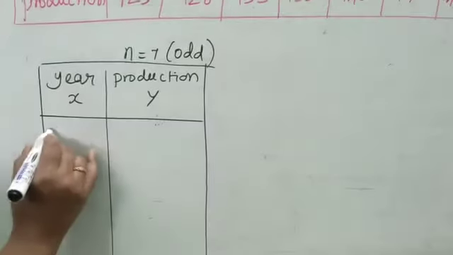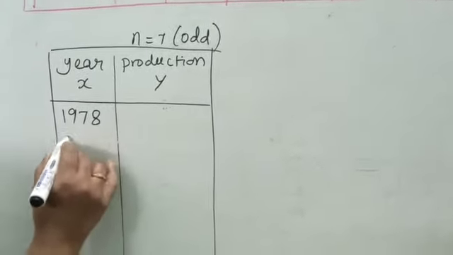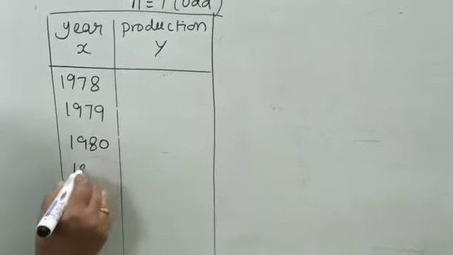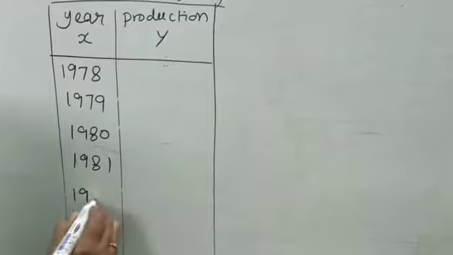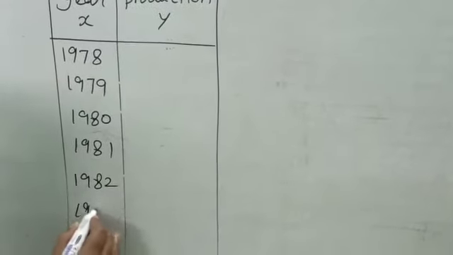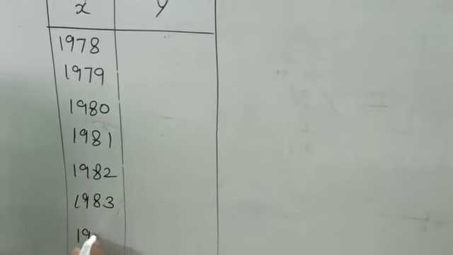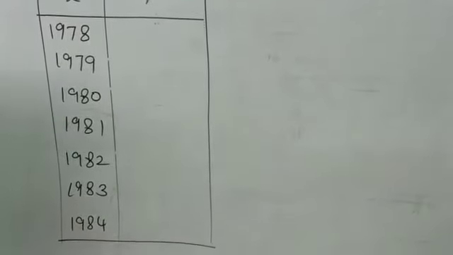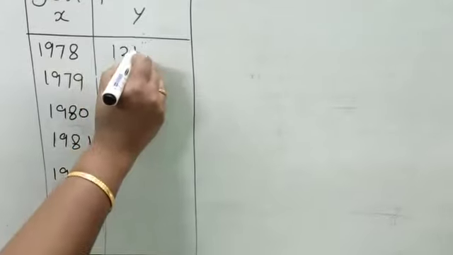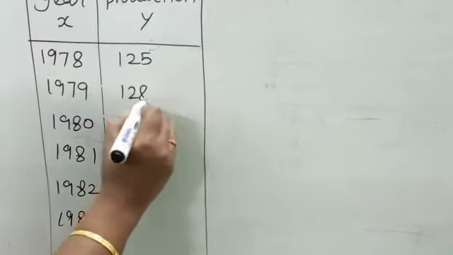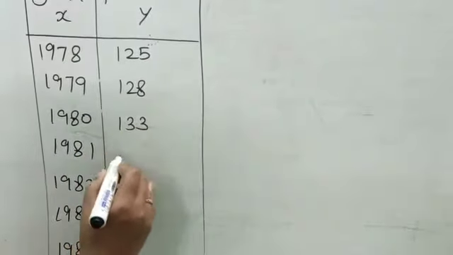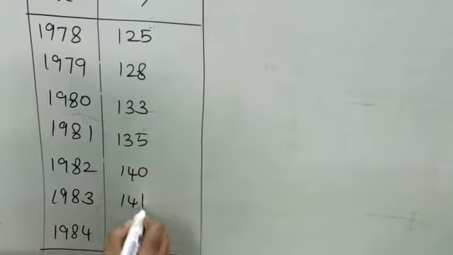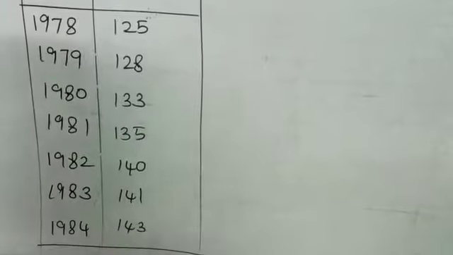Okay, write the data. 1978, 1979, 1980, 1981, 1982, 1983, 1984. This is our small x, where capital Y is the production. Copy from the question: 125, 128, 133, 135, 140, 141 and 143.